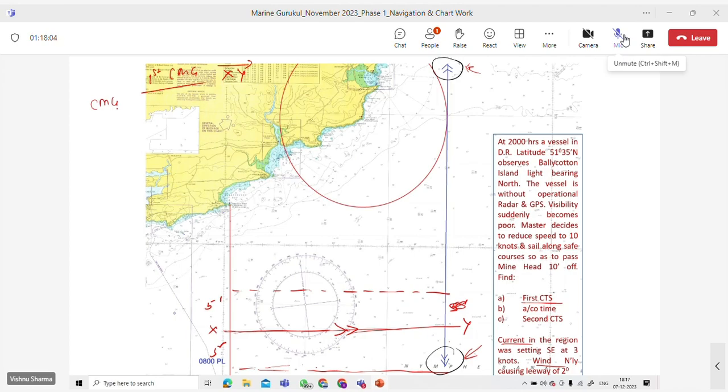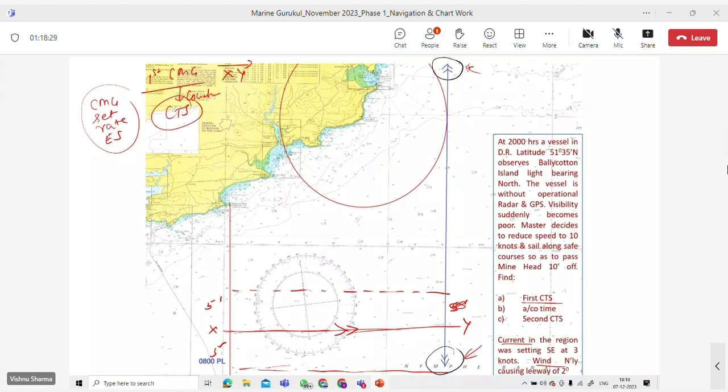I have the set given in the question. I have the rate given in the question, and I have the engine speed given. Do I have the 4 elements to complete the triangle? Yes or no? Yes, sir. So from CMG, can I counteract wind and current and get CTS, first CTS? Yes, sir.